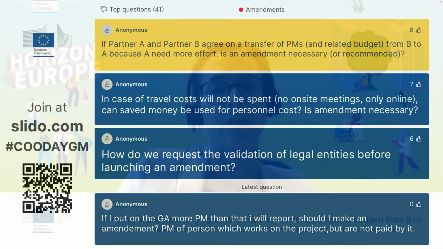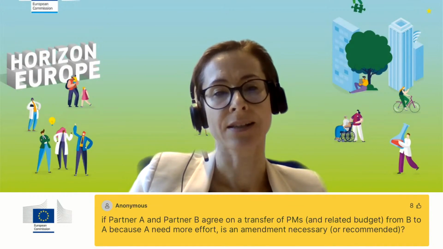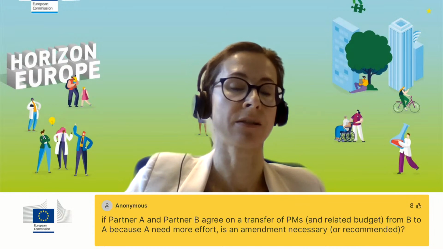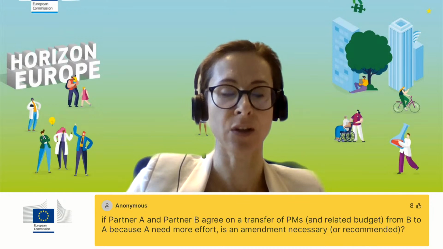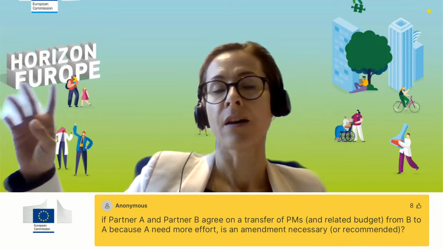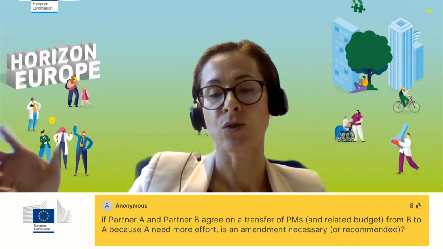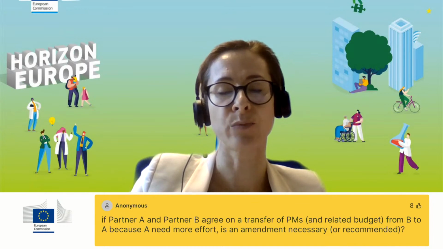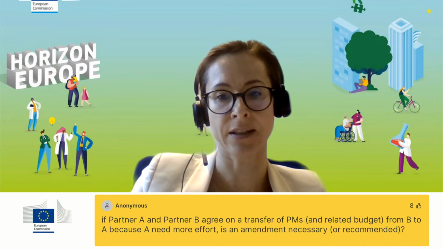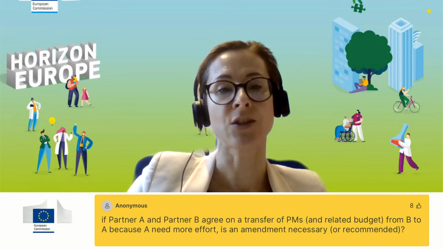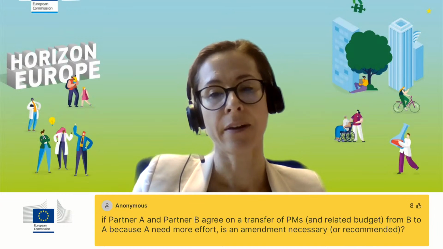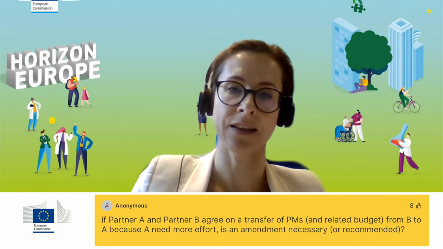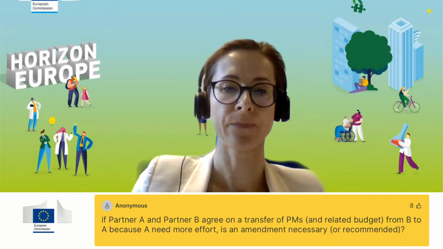So if A is keeping its own task and B is keeping its own task, but A is realizing they're spending less effort on its own task and B needs more effort, there is just a transfer of the budget of the effort, but not of the tasks, and then that could be covered by budget flexibility. However, if A is transferring tasks to B, then you're touching the description of the action and the allocation of the tasks, and then you would need an amendment.